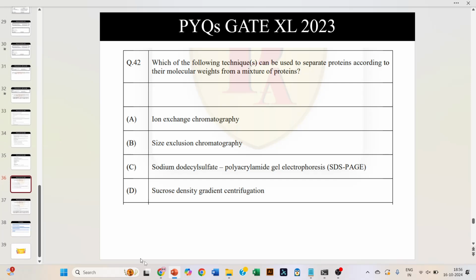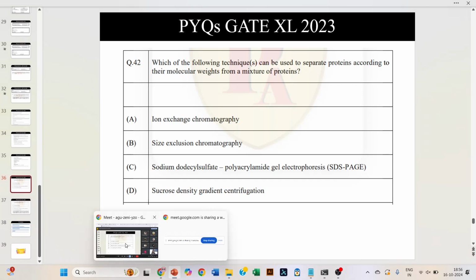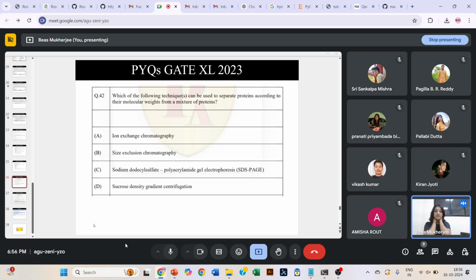Now we come to the last question of the day. This is also taken from GATE Excel 2023. Please try to solve this. It is a simple question. Which of the following techniques can be used to separate proteins according to their molecular weight from a mixture of proteins? Based on their molecular weight. You should be able to solve this. It's a simple question.